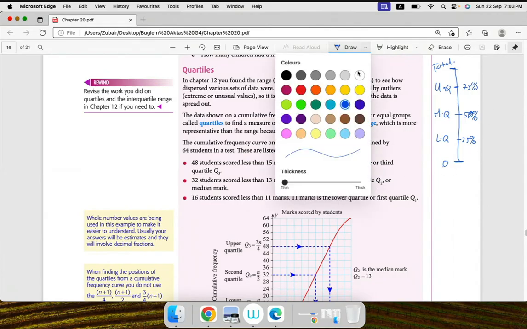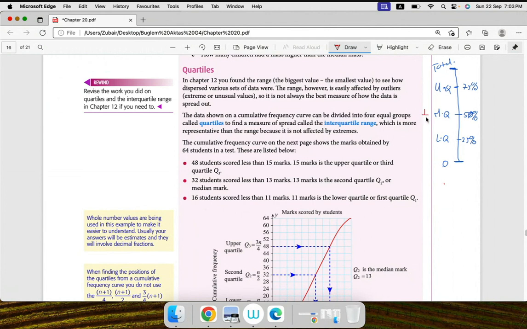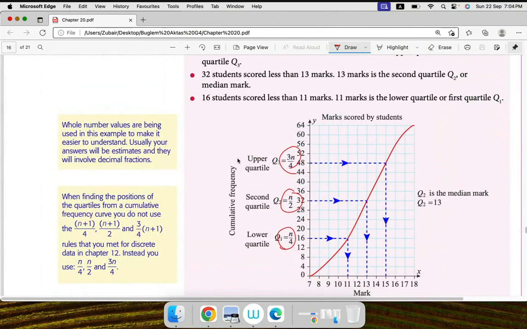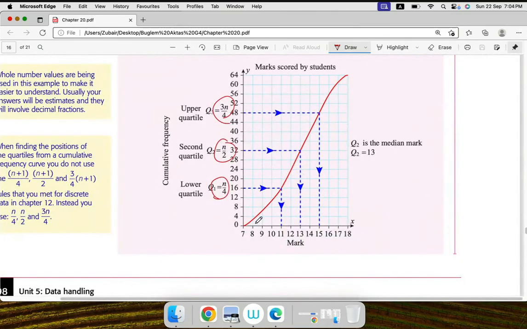There are different ways to write it. We can write 1 by 2, 1 by 4, 3 by 4 of total, as it is written in this graph. So whenever they ask you about the lower quartile, that is straight away 25% from the y-axis, and then x is the actual answer. 75% from the y, and then that is the actual answer, and the median. Having said that, this brings you to the interquartile range.